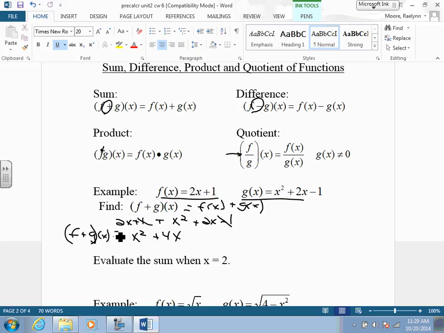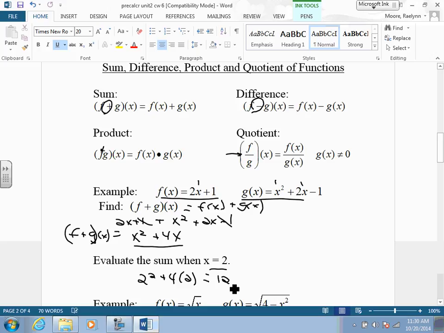Just like you did your compositions before, you could take a value of x, and in this case x is 2. We could put x in here and in here, and then we can add those 2 together, or we can put it once into this equation and come out with the sum and not have to do them twice. So we're going to plug an x in for this. So we get 4 plus 8.